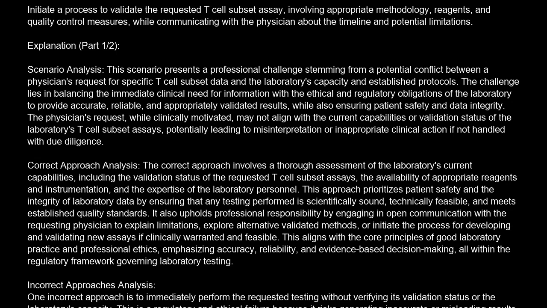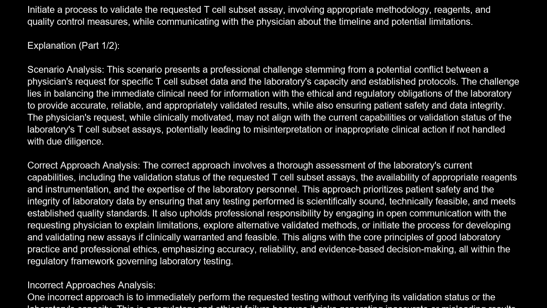The correct answer is D. Initiate a process to validate the requested T-cell subset assay, involving appropriate methodology, reagents, and quality control measures, while communicating with the physician about the timeline and potential limitations.